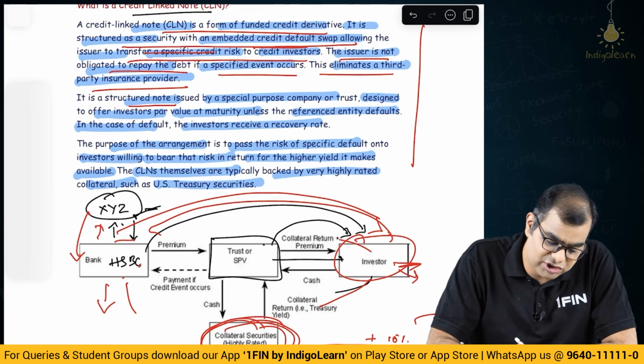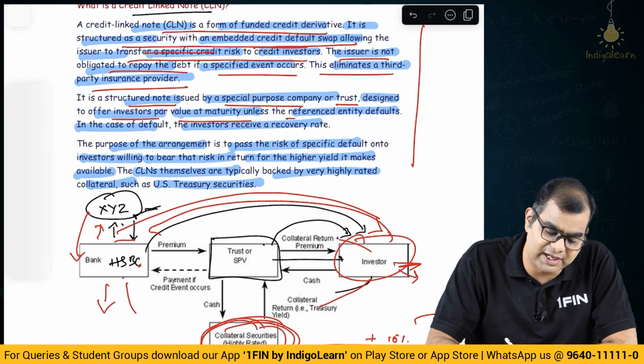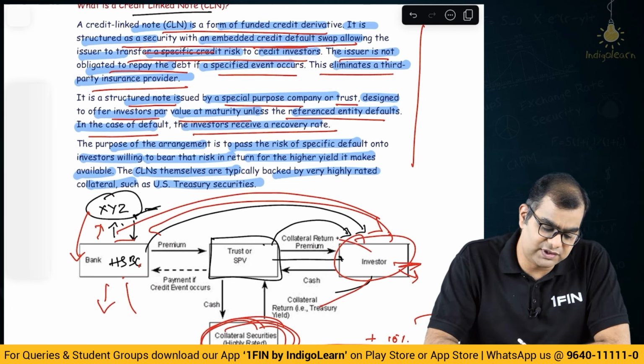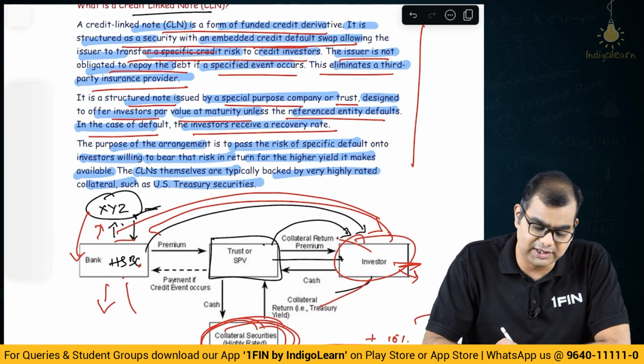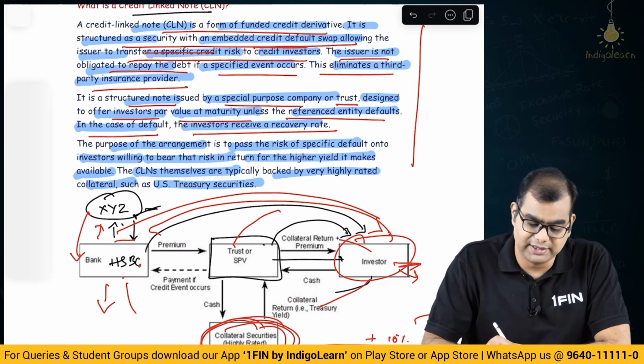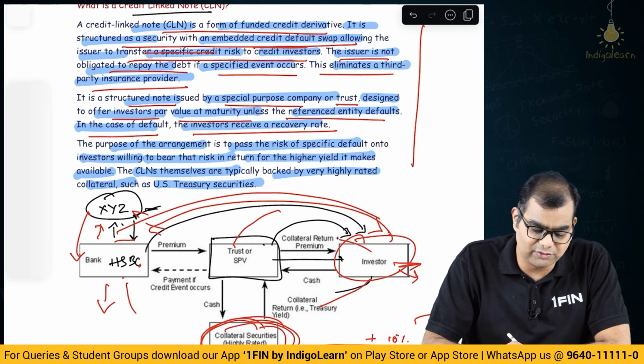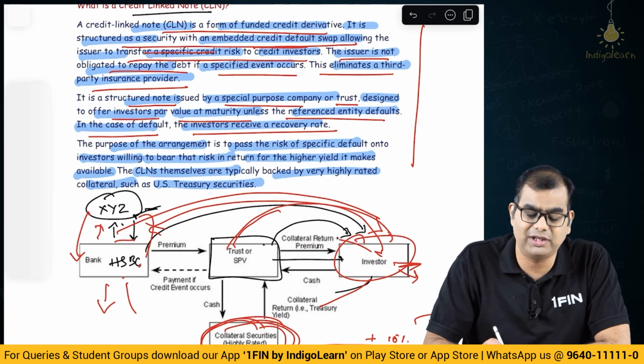Right. It is a structured note issued by an SPV company or trust designed to offer investors par value at maturity unless the reference entity defaults. In case of default, the investors receive the recovery rate. So, the trust offers investors par value at maturity. On maturity, if XYZ does not default, what will the SPV do? XYZ would have repaid all the money to HSBC, and the SPV will repay the entire money back to the investor.